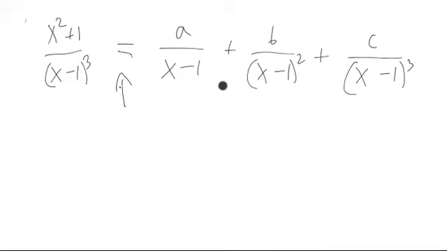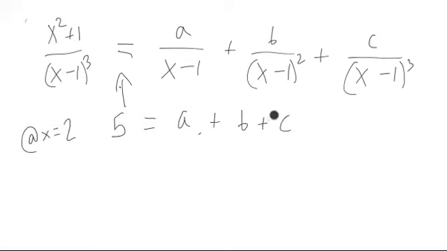In fact, we get 3 different equations. If we were to plug in, for instance, 2, why is 2 nice? Because 2 minus 1 is 1, and so that would look like a plus b plus c by plugging in 2 on this side, and on this side you would have 2 squared plus 1 is 5 all over 1, so just 5. We have one relationship between a, b, and c just by plugging in different values of x. So at x equals 2, we have an equation.